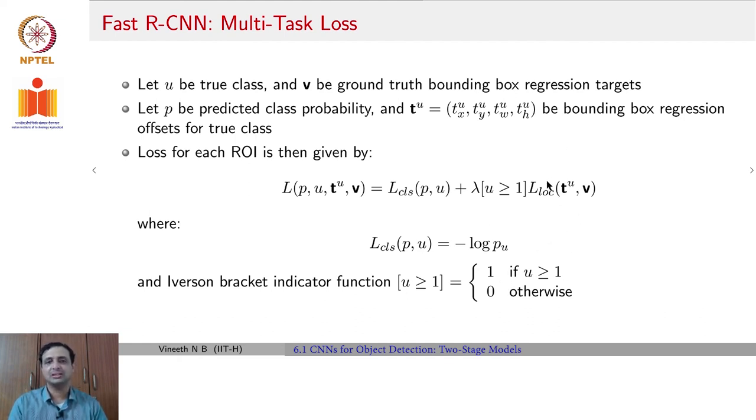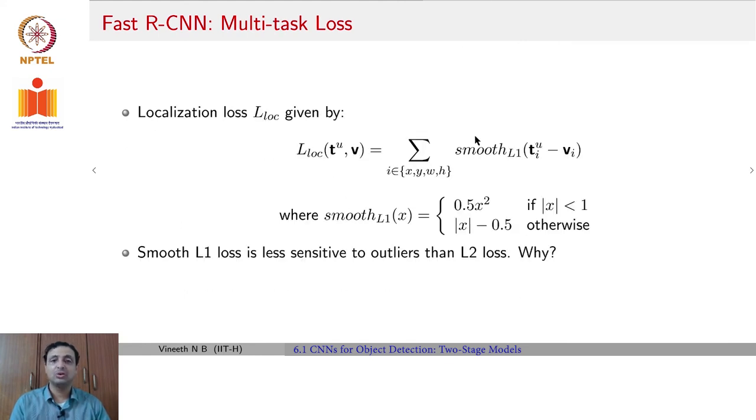For the other classes, we don't need to compute this kind of a localization. That's what the indicator function dictates. What is the localization loss in fast RCNN? Earlier, we said we typically use the L2 loss, but in fast RCNN, the method recommends the use of a new loss known as the smooth L1 loss.